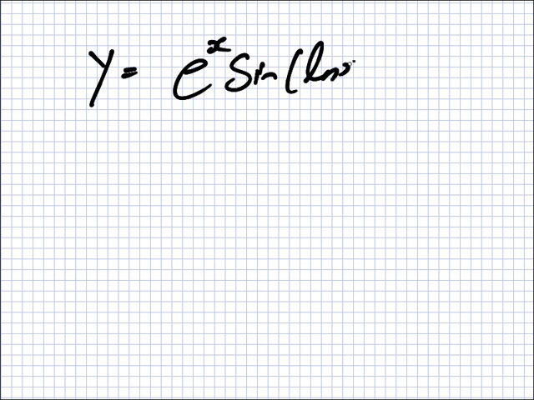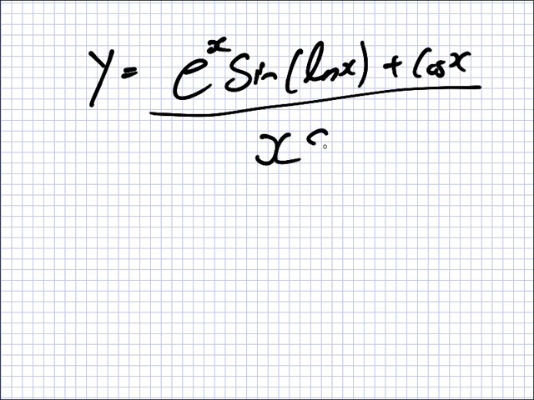complicated it is. So, for example, if I was just to make up some totally random function, e to the x squared times sine of log of x plus cos of x, all over x sine inverse x. Obviously we won't do this, but the point is, no matter how complicated I make it, we can differentiate it.